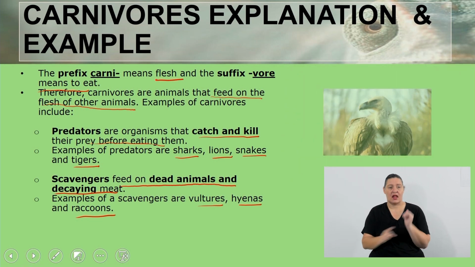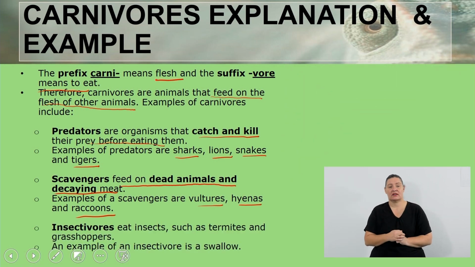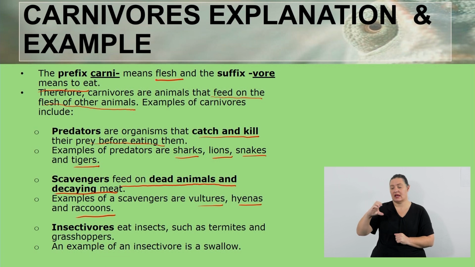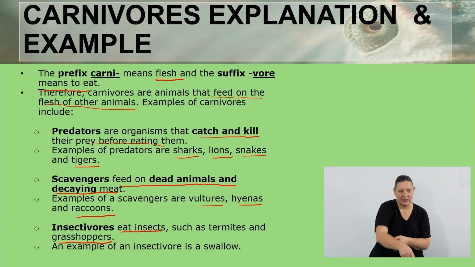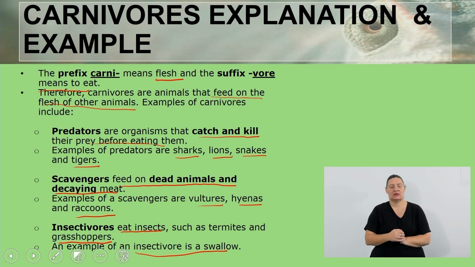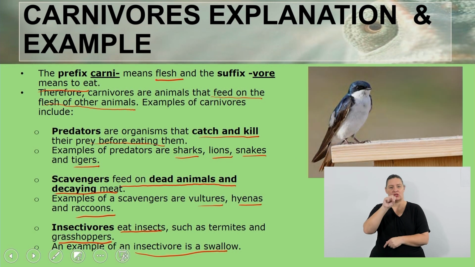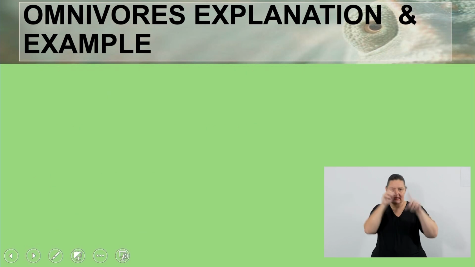Then our last type of carnivore is insectivores. As you can hear from the first part of the word, insects. So these are carnivores that eat insects such as termites and grasshoppers. So an example of our insectivore is a swallow. Here's a nice picture. As you can see, it's a very small bird, so it eats grasshoppers and other small insects.